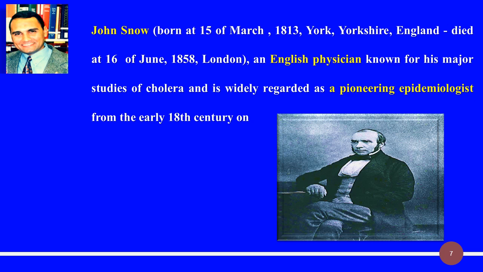John Snow, who was born on 15th of March 1813 in York, Yorkshire, England, and died on 16th of June 1858 in London, was an English physician known for his major studies of cholera, and is widely regarded as a pioneering epidemiologist from the early 18th century on.